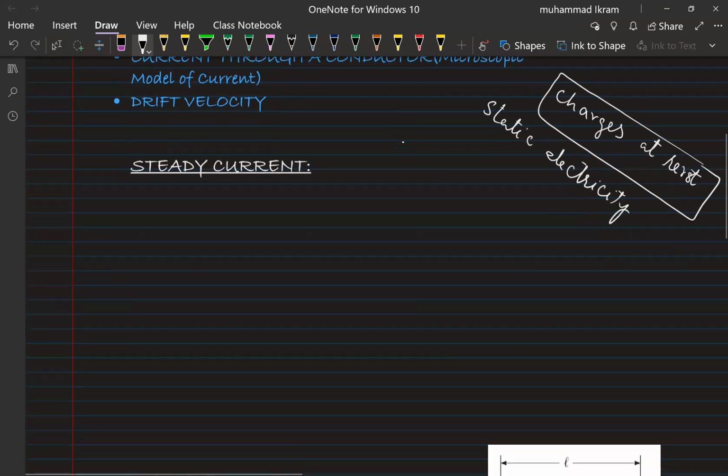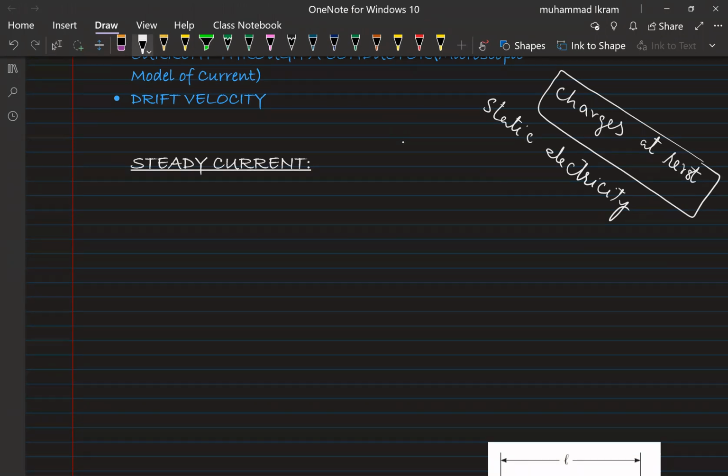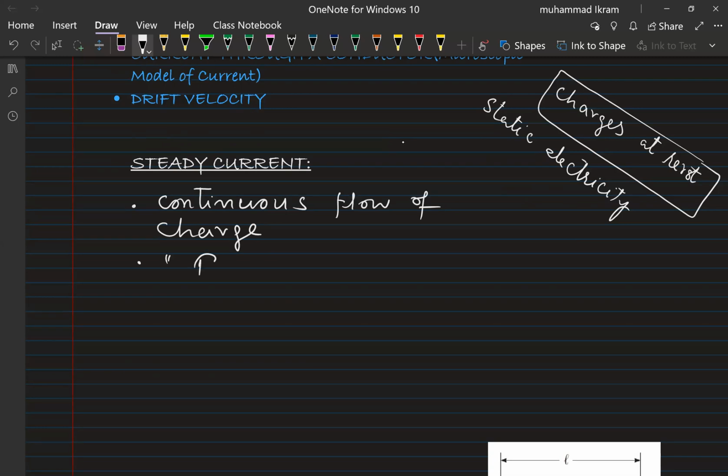So what is the steady current? The steady current is in fact the continuous flow of charges. It is the continuous flow of charges that is called the steady current. Physically, we can define it as the rate of flow of charges. That current is in fact the rate of flow of charges, delta Q by delta T.